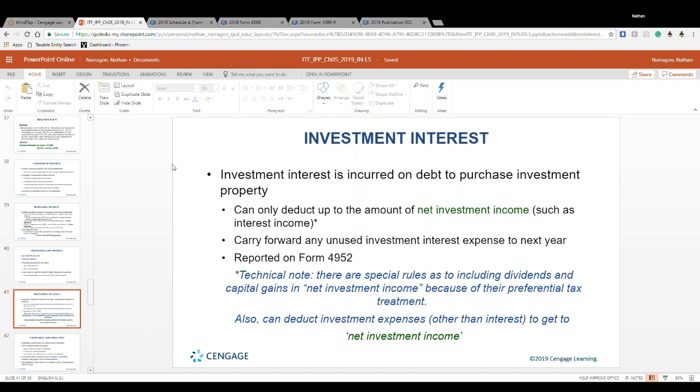Here's our investment interest. Back to Schedule A. Again, I don't know why they just put that educational loan interest there. Mostly I'm thinking it's just because it's interest. But investment interest is incurred on debt to purchase an investment property. You can only deduct up to the amount of net investment income, such as interest income. Okay? So, you can only deduct up to your income, carrying forward any unused investment interest expense to next year. So, you can carry forward. Yay! We love that. So, if we get to use all this deduction, as long as it gets used, we just get basically limited to it. Okay? And this is going to be put on Form 4952.